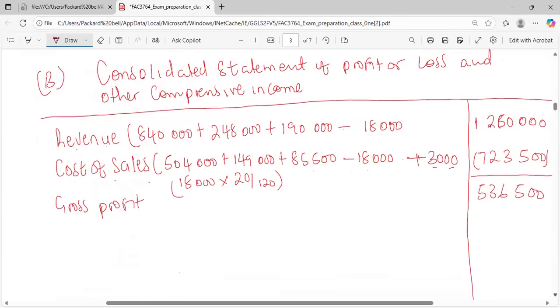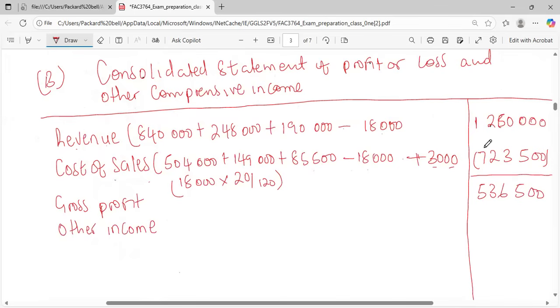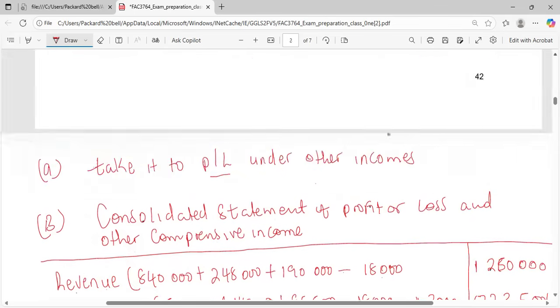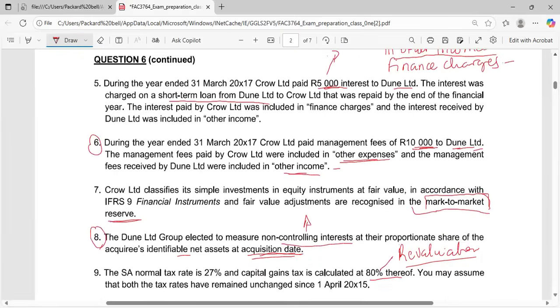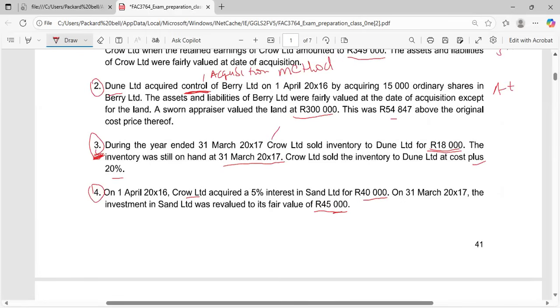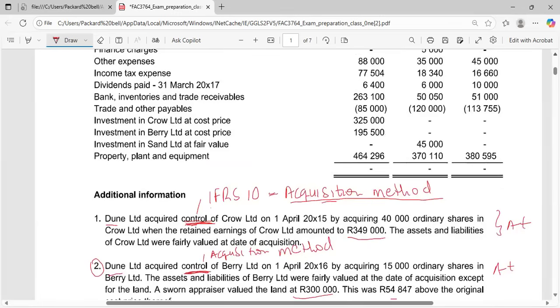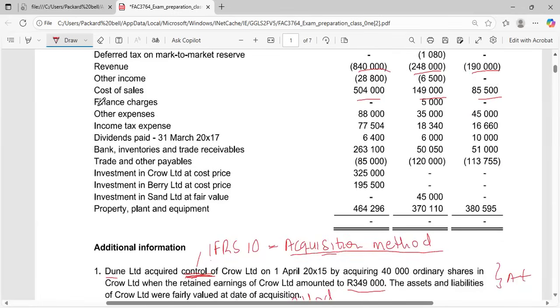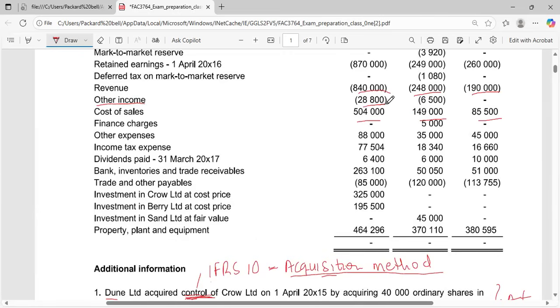Then from gross profit, what do we need after gross profit? Other incomes. Am I correct? Yes. So the first thing when you are consolidating, you go to your trial balance and look for who are those other incomes. So which means we should come here and look for them. Right, so we are here. So other incomes we have 28,800 plus 6,500. Those are the other incomes that we have.